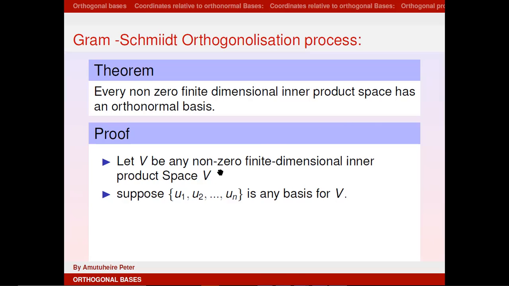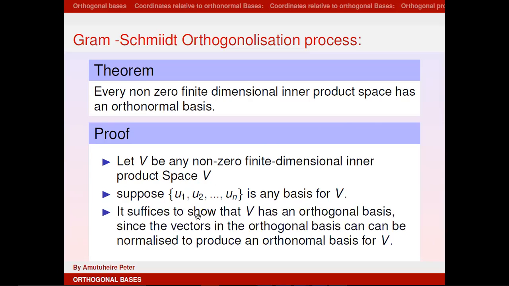So the theorem is telling us that every inner product space has an orthonormal basis, and to check it, we let V be any inner product space, and then we let U1, U2 be any basis for V. Now, to prove this theorem, it is enough to show that V has an orthogonal basis, because once we have an orthogonal basis, we can normalize each vector to become an orthonormal basis.